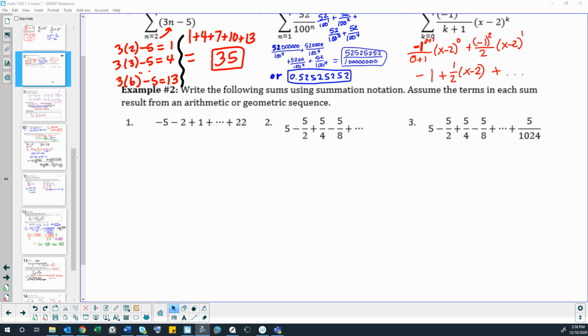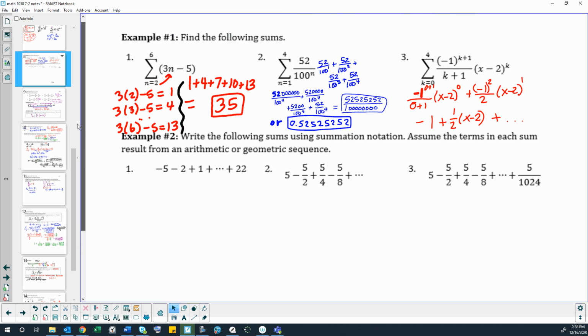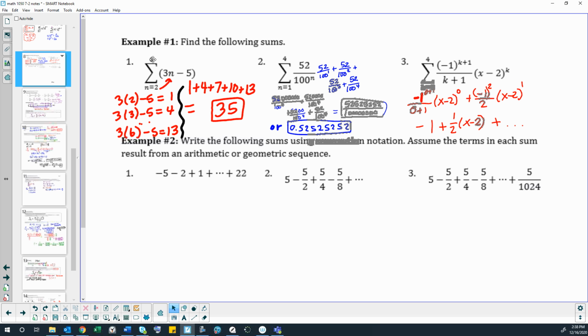Alright, here's section 7.2, example 2. Write the following sums using summation notation. So we just barely went through example 1, where we had these problems given to us in summation notation. And we took those and broke them down into the individual terms, and then took those terms and added them together to get the sums, right?